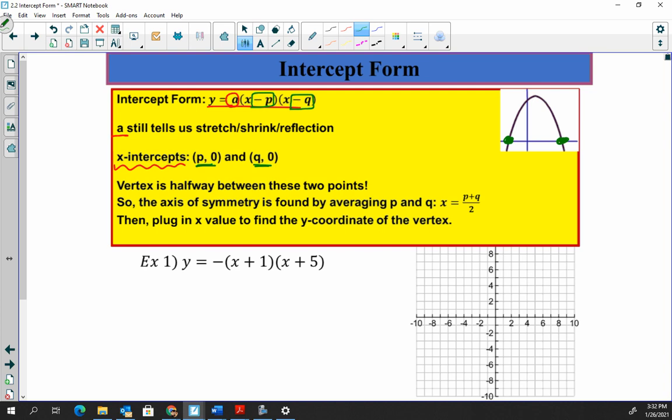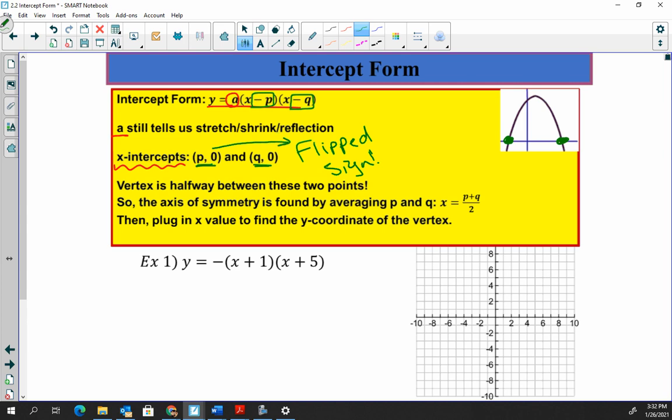Notice how we flipped the sign. Just like we had to do that in vertex form, we're still going to do that here in intercept form as well. All right. So you look at p, you change the sign, that gives you an x-intercept. You look at q, you flip the sign, that gives you another x-intercept.